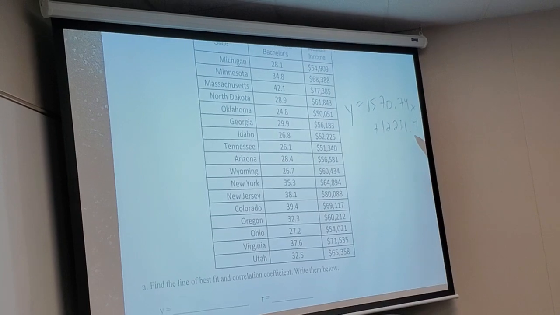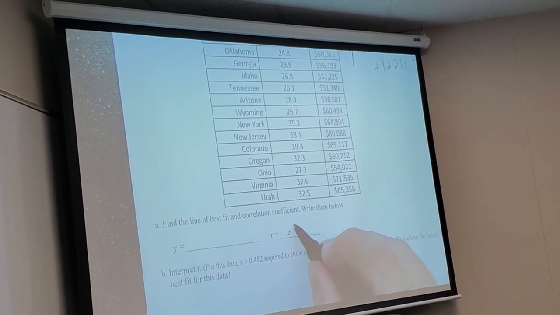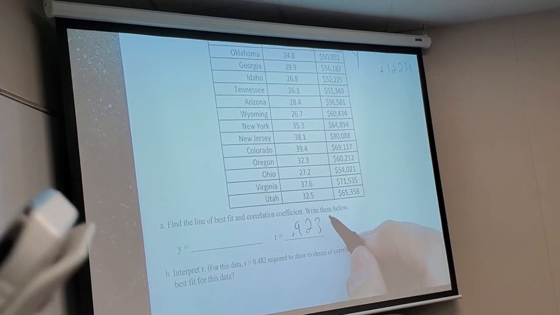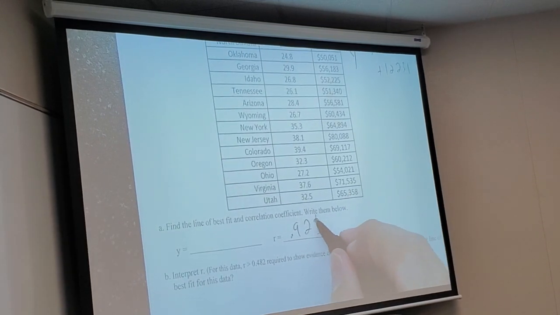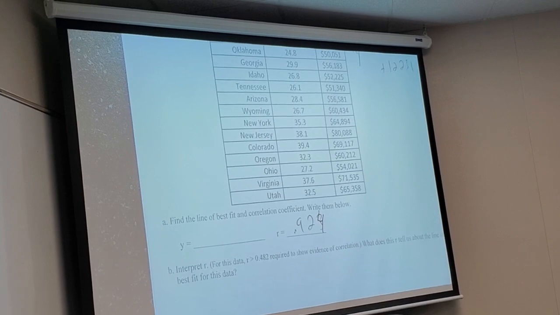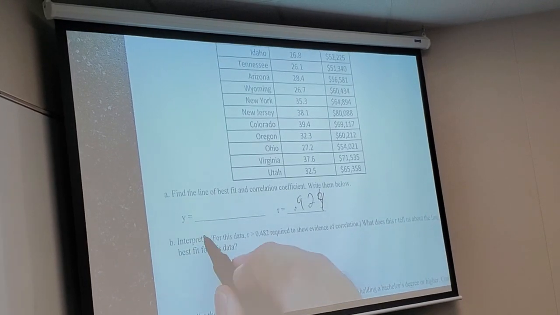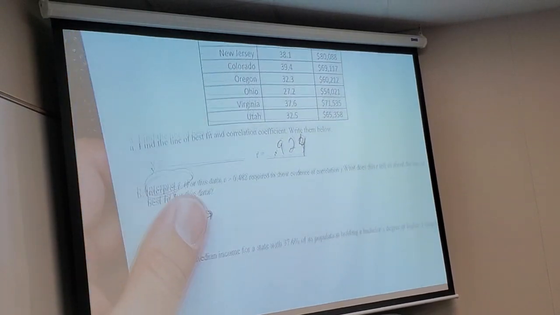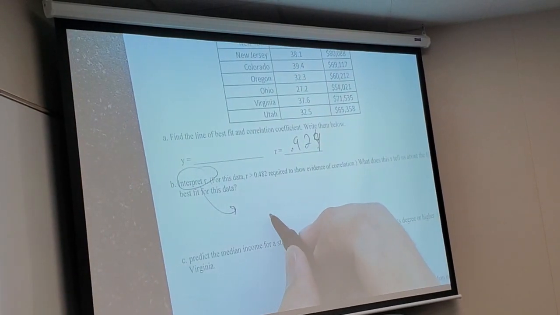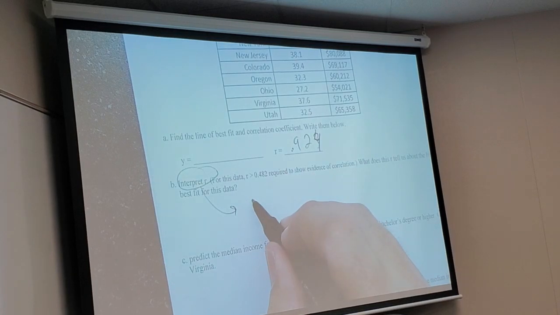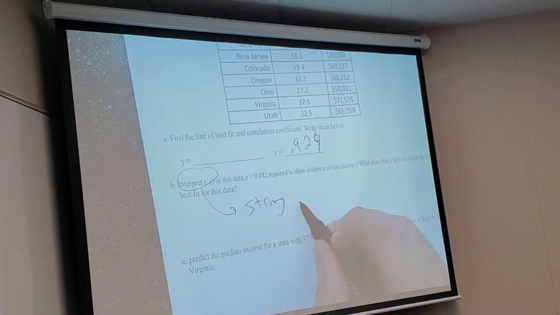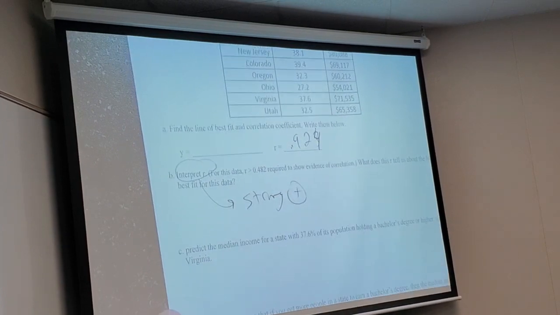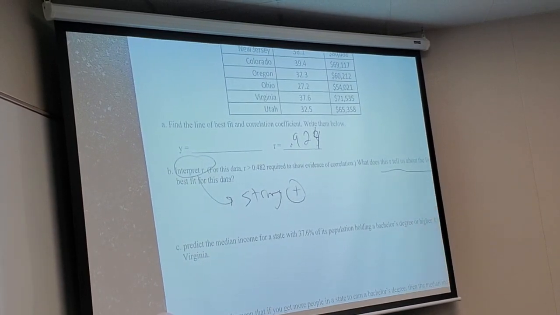So we found the line of best fit. The R was, what was it, 0.92 something, right? Okay. So of course, when I say interpret R, that just means is it strong, positive, weak, negative, whatever. This would be strong, positive. I like it. What does this R tell us about the line of best fit?